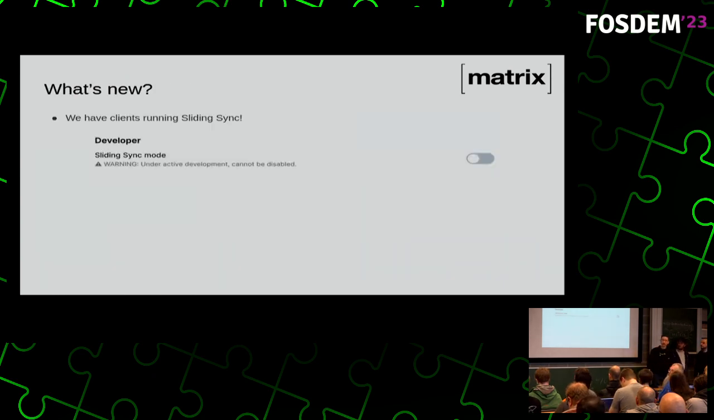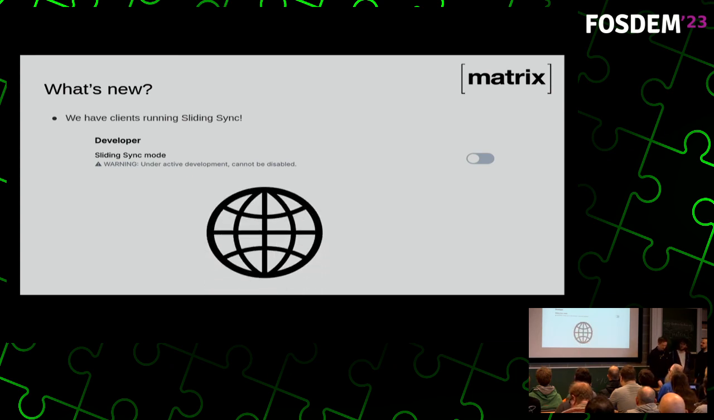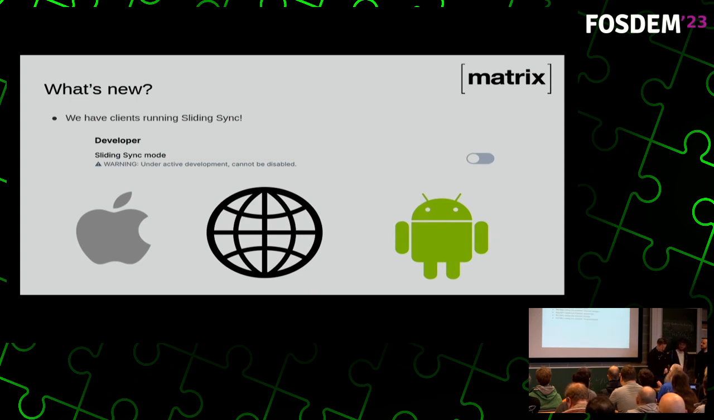In terms of what's new, if you followed sliding sync, then you might be like, okay, I know all this, but what's actually happened over the past year? We have clients now that run sliding sync. So this is from Element Web. It's got a nice scary warning there. So it's great. It all works on web, but it actually works on mobile devices as well, thanks to the Rust SDK, which I'll leave for Ben to talk about.